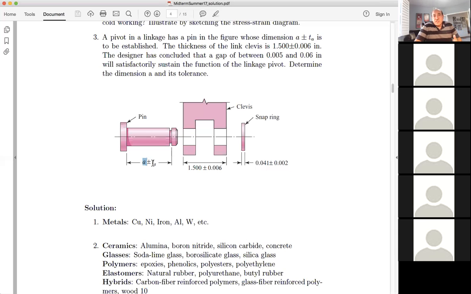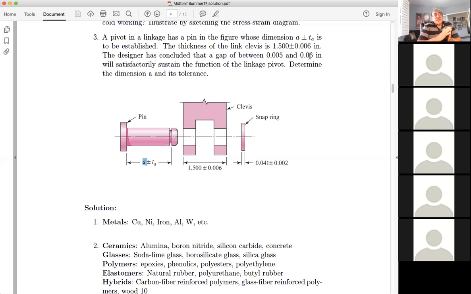So how do you do that? Well, the average value, the A, has to be the sum of the average value of the clevis and the average value of the snap ring and the average value of the gap. So we need to have a gap. And the gap is, by design, required to have dimensions no less than 5 mils and no more than 60 mils. That's by design because of precision. So the gap is already kind of specified.